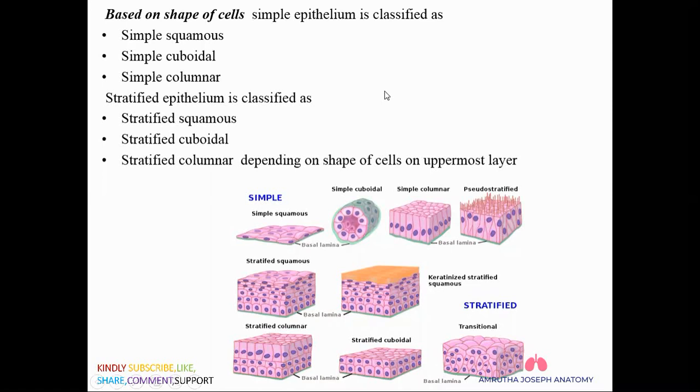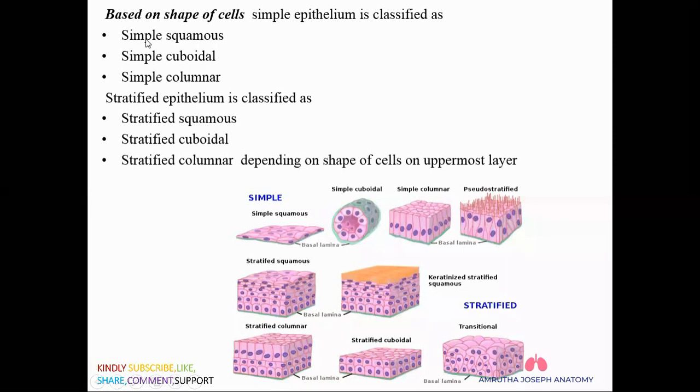Now, based on the shape of the cells, we are going to classify the epithelium. Now, we are going to see the shape of the cell, how it is seen. Simple squamous epithelium. Here, the cells are flat cells. This is a simple squamous epithelium. So basically, you should know first we are talking about simple epithelium, and here we are going to talk about stratified epithelium. Simple epithelium because you have only a single layer. Stratified epithelium, if you have more than one layer, we call it stratified epithelium.